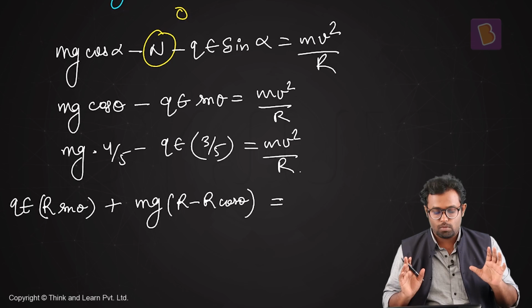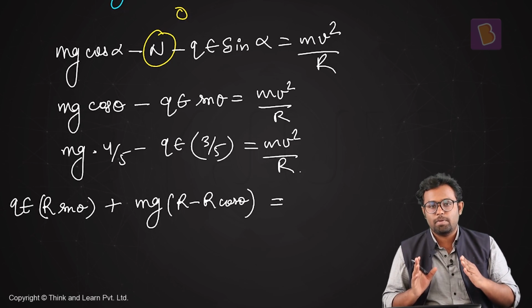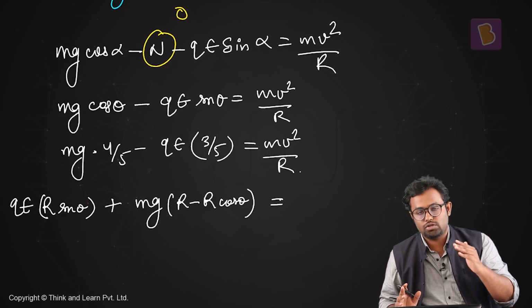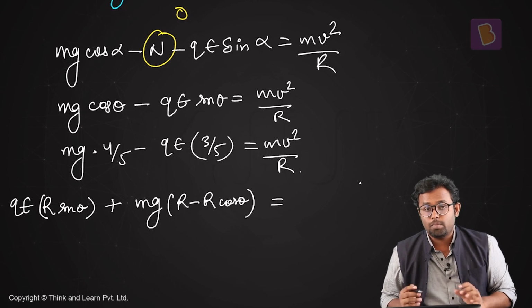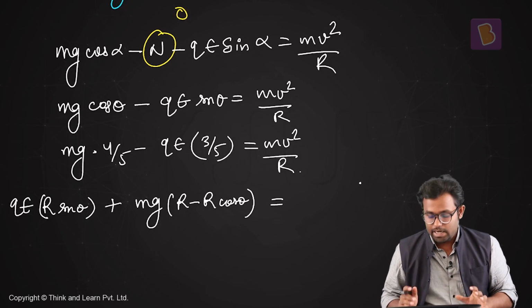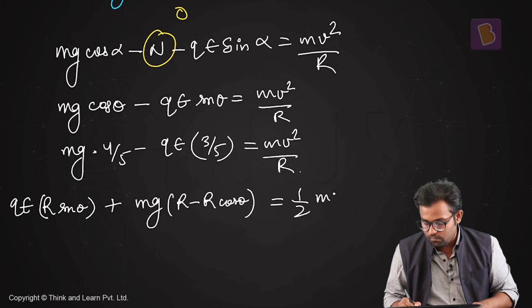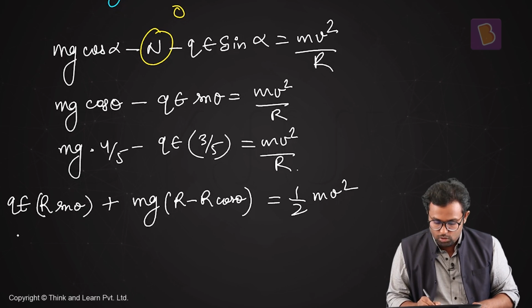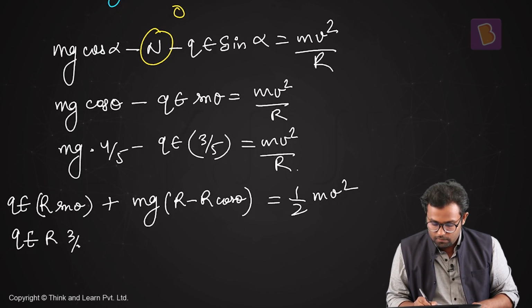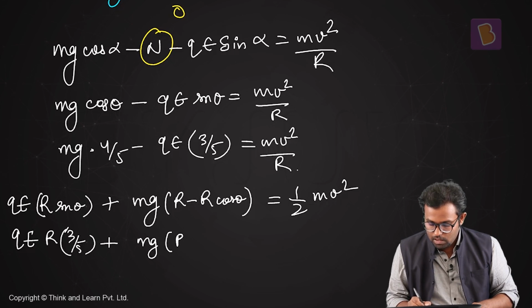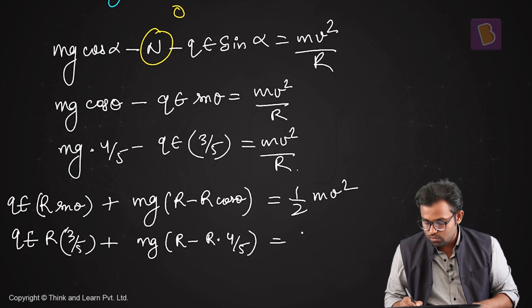will be equal to the net work done. There is no other force. Normal reaction always acts perpendicular, and the object is not moving in the radial direction. It should be equal to the change in kinetic energy. Initial kinetic energy is 0 and final kinetic energy is half mv square. I know the value of theta, so I can write this as QE r times 3 by 5 plus mg (r minus r times 4 by 5) equals 1 by 2 mv square.